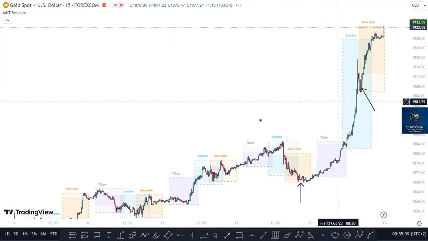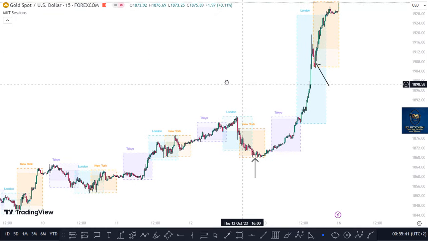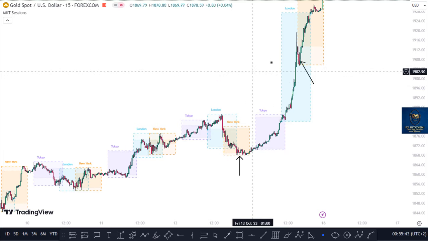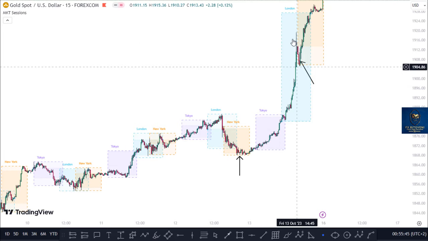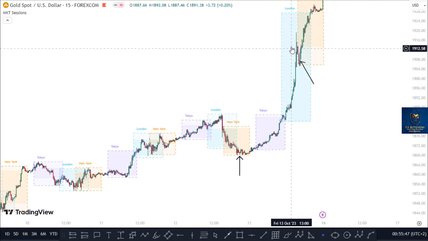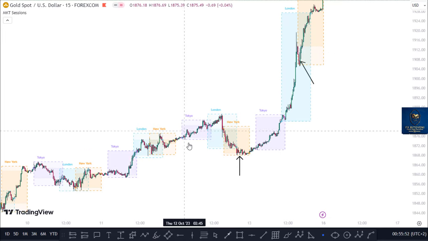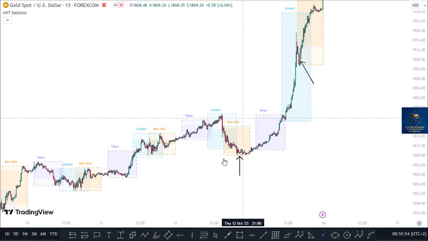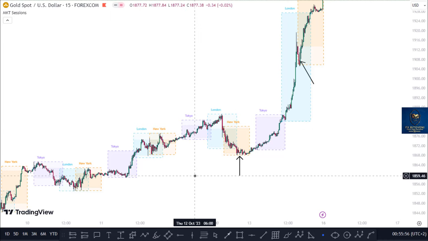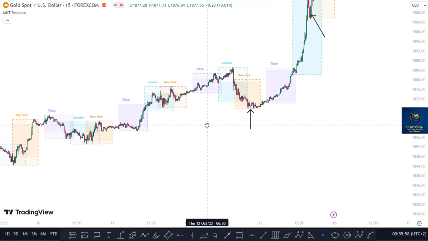So it's the same thing. Let me make you remember, okay, this area is the last area on this time frame, on this new session. This is the last area where I can anticipate a reversal or a negation. You get the point.